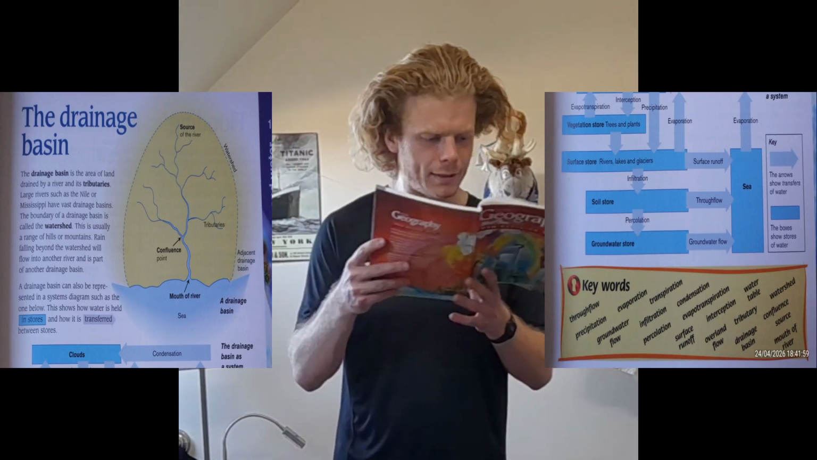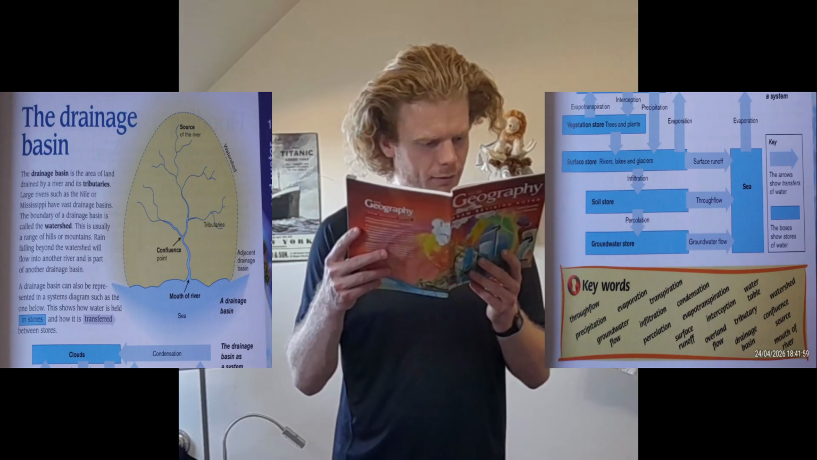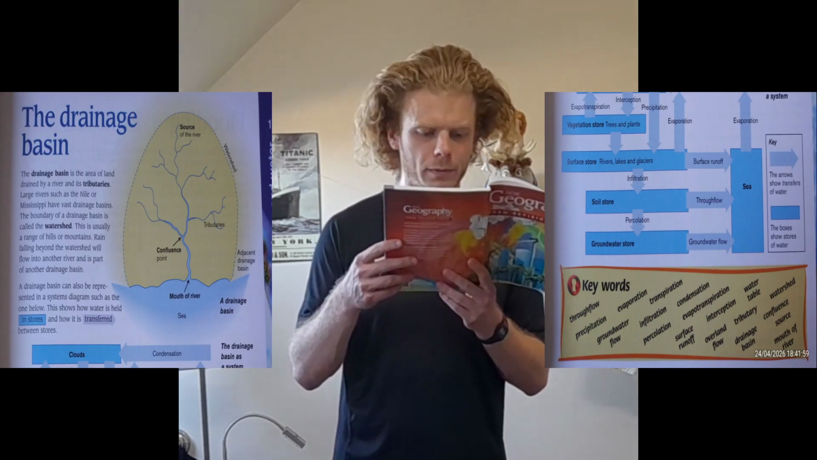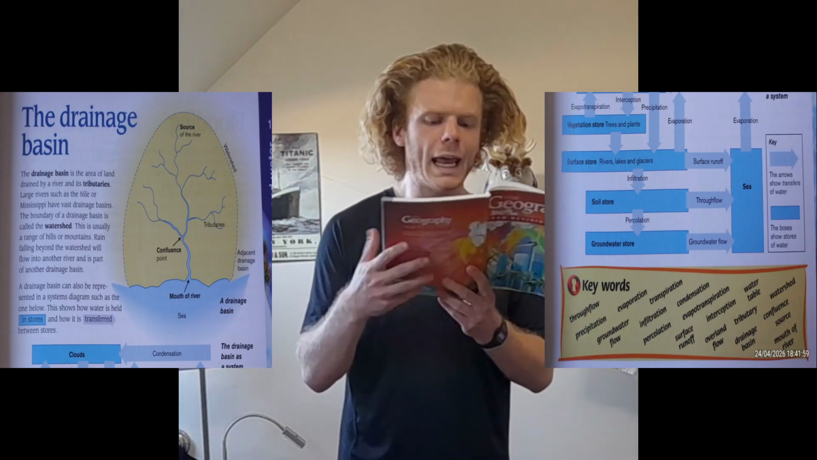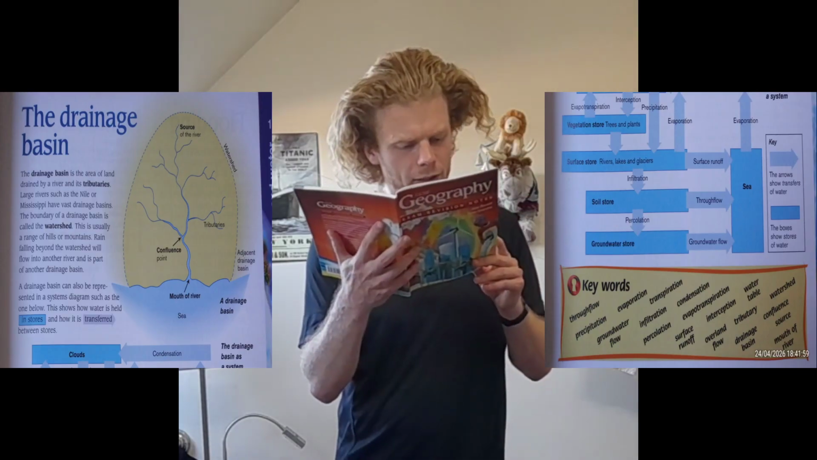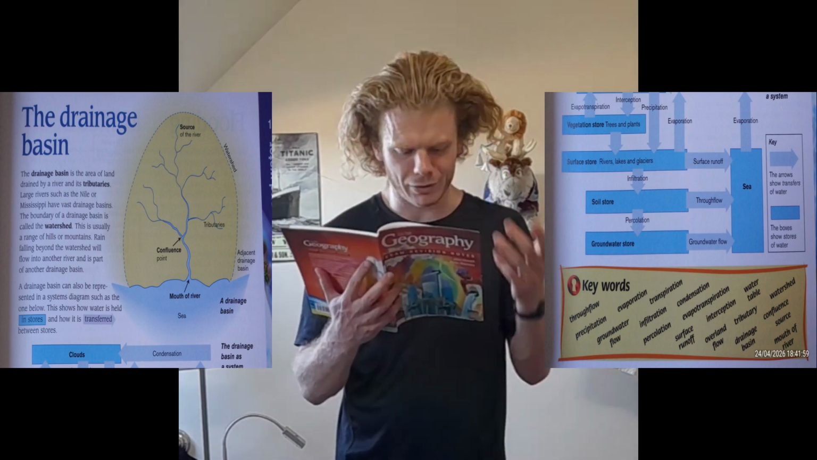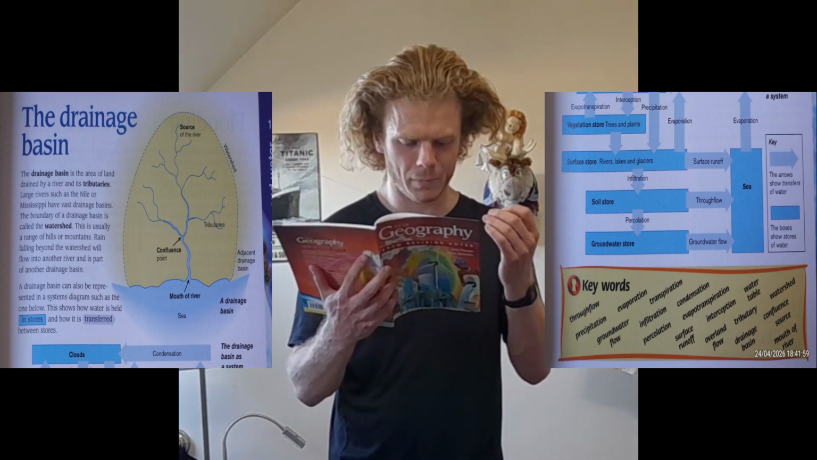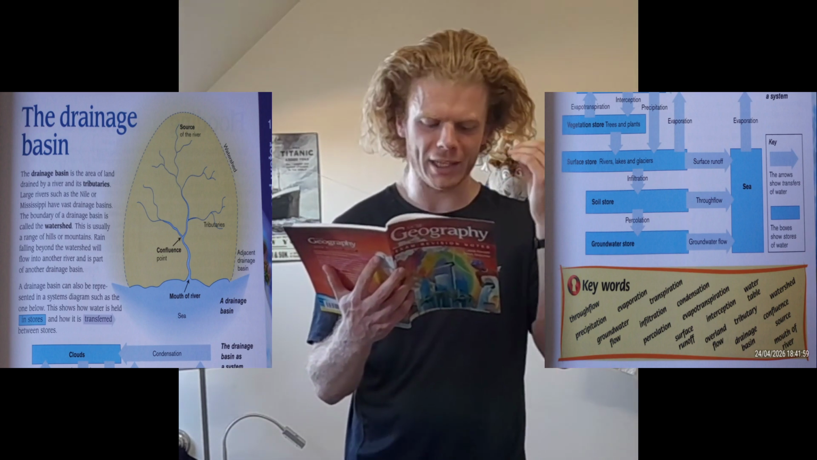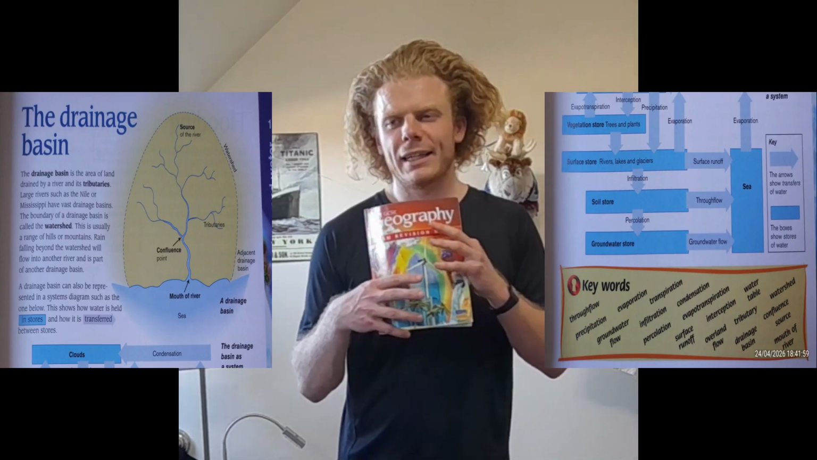Interception. It can sometimes be stored somewhere in trees or plants. Interception is when water collects on objects such as leaves or flat roofs.